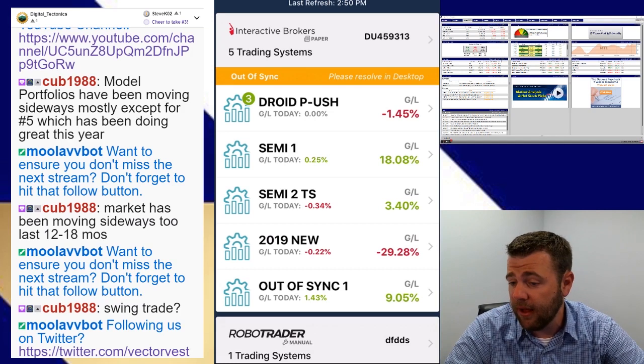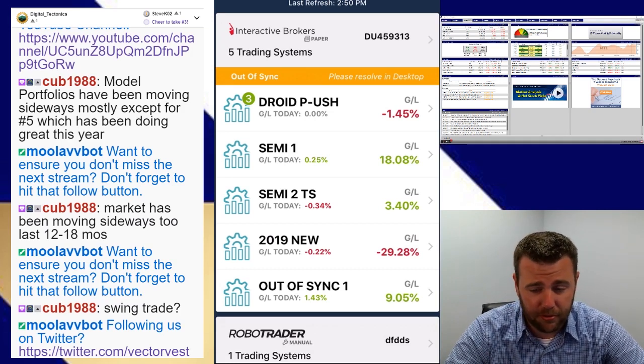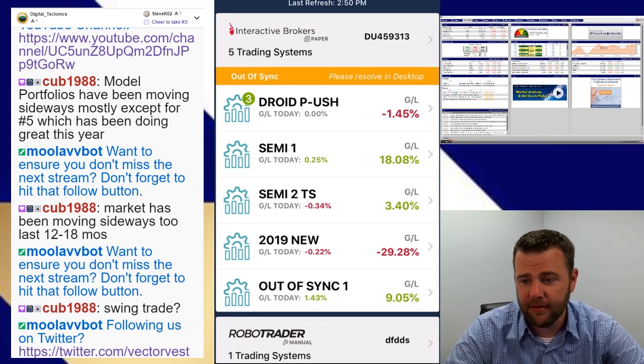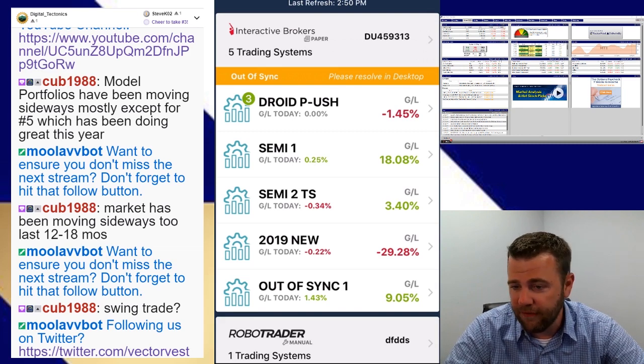So if you're not somebody who's super savvy on a computer, you're not super savvy in the markets and knowing what all these little clicks do, well, just put it in VectorVest, hook it up through this, and it'll do everything for you.